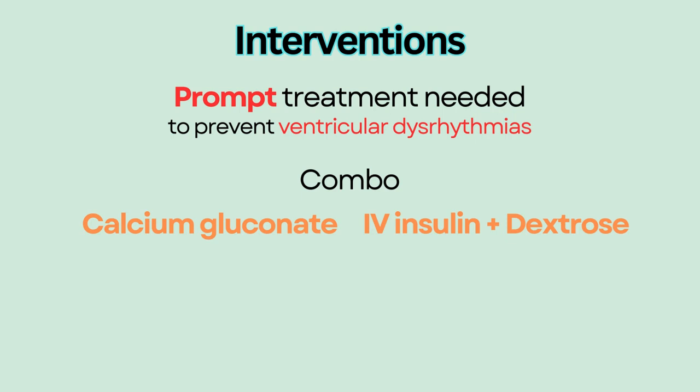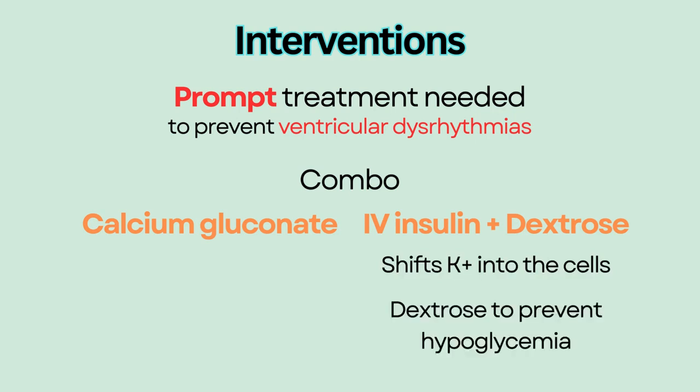Insulin given intravenously helps to shift potassium into the cells and thus lowers the serum potassium. IV dextrose is given prior to IV insulin to prevent hypoglycemia. Monitor blood glucose frequently afterwards.